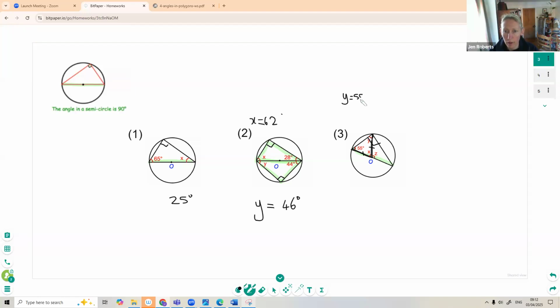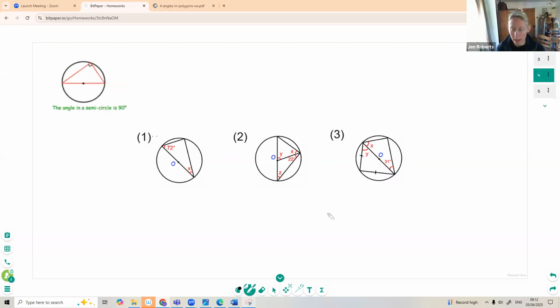Now we know that Y is 55 degrees. We've got a triangle here on the left-hand side. Angles in a triangle add up to 180. So we have 55 add 55 is 110. Take that off 180 gives you X is 70 degrees. And then you've got for Z, can you see that X and Z lie next to each other in a straight line? So Z is 110 because X is 70, 180, take away 70 gives you 110.